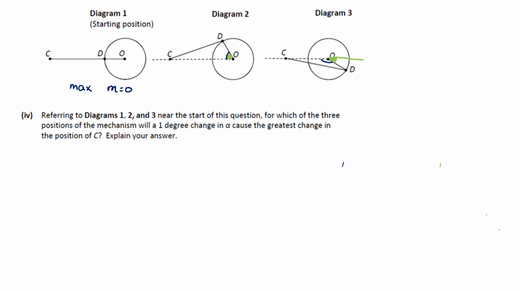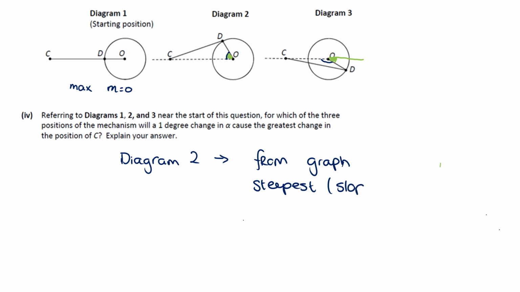So if we go and look at the graph, what we'll find is, where is the graph steepest? And I would say diagram 2. I think if we actually look at that graph, so diagram 2, from the graph we would say that that has the biggest slope. So it will be steepest. So we're talking about the slope is biggest at that point.